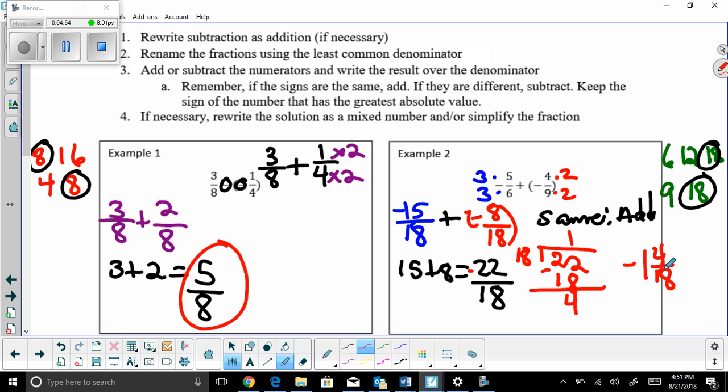But when I look at my fractional part, both numbers are even, so they can both be simplified. I can divide them both by 2. 4 divided by 2 is 2. 18 divided by 2 is 9. Can't simplify any further, so that's my final answer. Go ahead and try the practice problem.